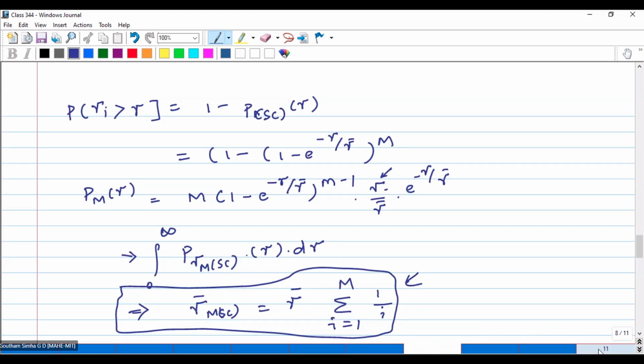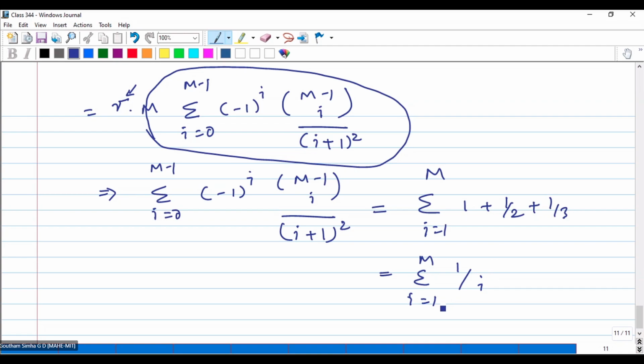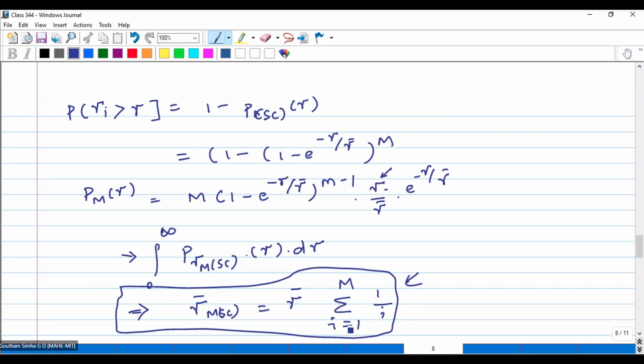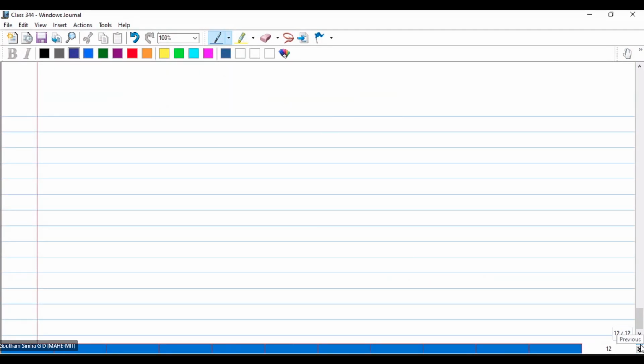Gamma bar into 1 by i. So the whole term, whatever I have here, can be represented in terms of this. This is the total SNR obtained by integrating from 0 to infinity. So gamma bar SC is equal to gamma bar into summation i equal to 1 to m, 1 by i. The increasing SNR is observed in terms of 1 plus 1 by 2 plus 1 by 3, and so on and so forth. This is how you got 1 by i. So just try to do it one or two times, you will get the answer.